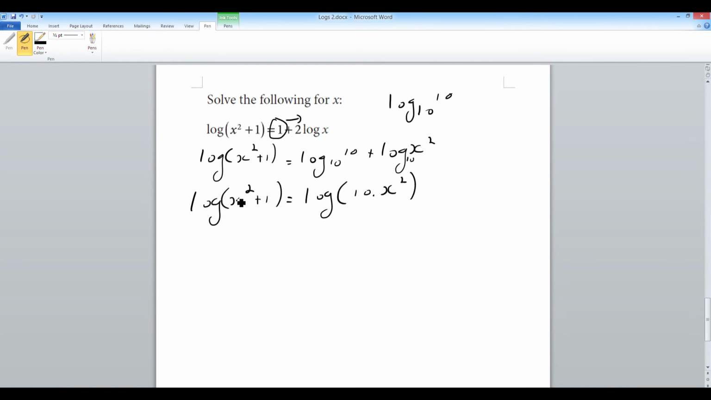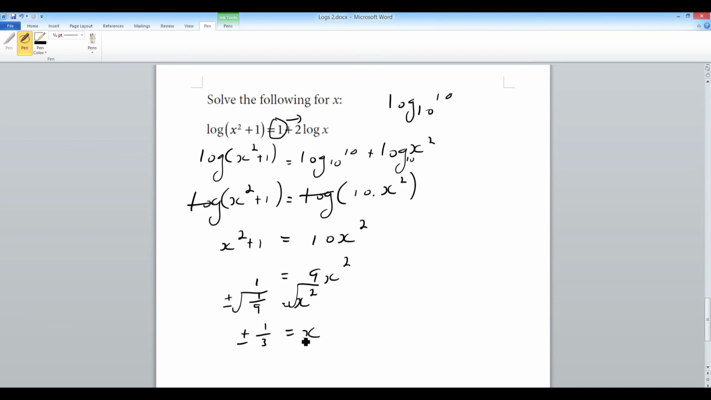Now I have one term on the left hand side and one term on the right hand side. Log of something is equal to log of something. I can remove my logs, so therefore x squared plus 1 is equal to 10x squared. Then I'm going to subtract an x squared on both sides, so this becomes 9x squared. And then if I want to make x squared the subject, it becomes 1 over 9. If I get the square root on both sides, we all know that this should be plus minus 1 over 3 is equal to x.